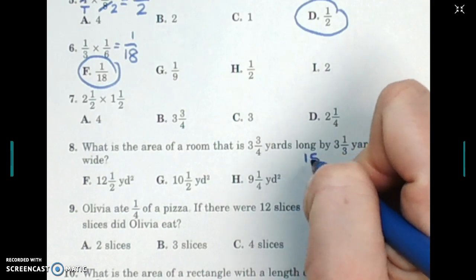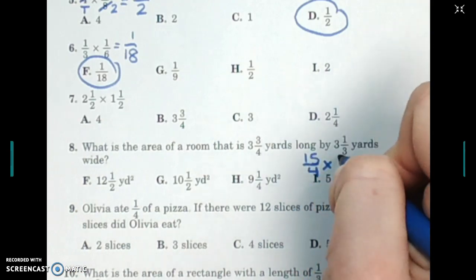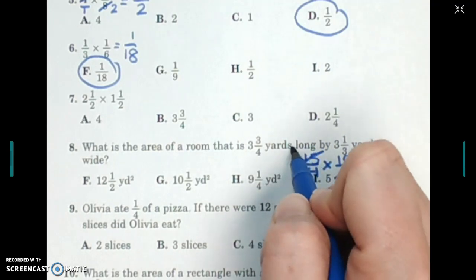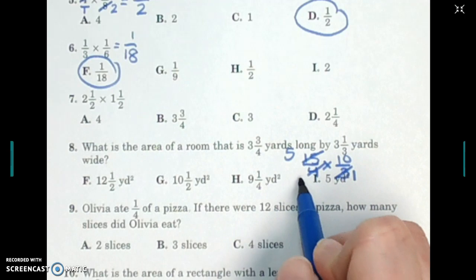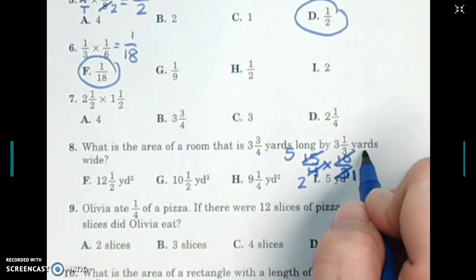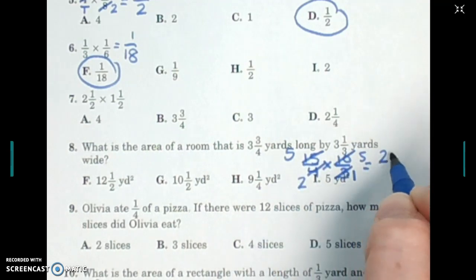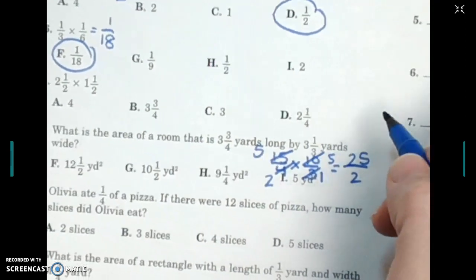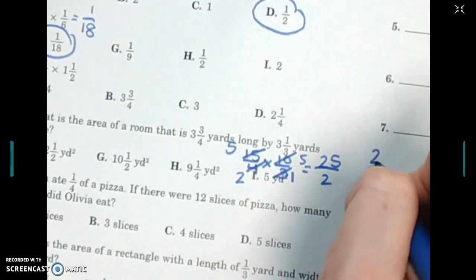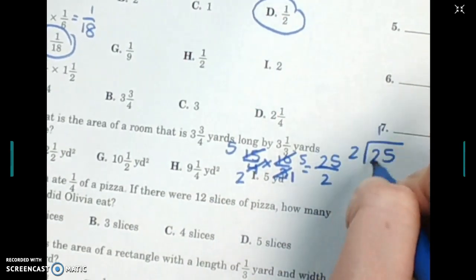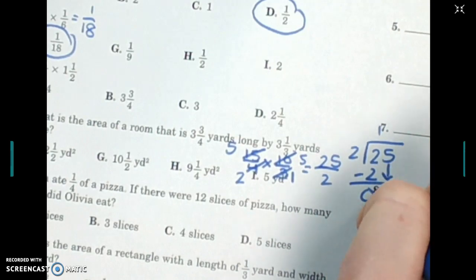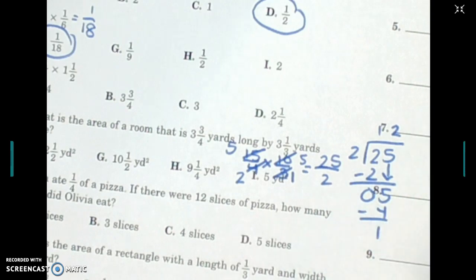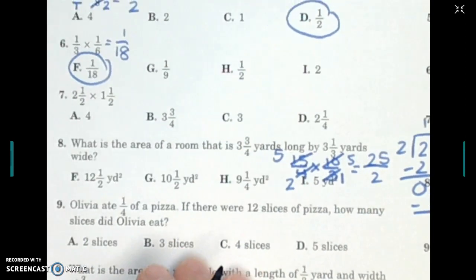So we have 15 over 4 times what? 10 over 3. I'm going to cross my 3 out and make it a 1. And cross 15 out and make it a 5. 4 I'm going to change into 2. 10 I'm going to change into 5. So I have 5 times 5 is 25. 2 times 1 is 2. If you need to, you're going to go to the side and do 25 divided by 2. So 12 1/2 should be your answer, which is letter F.